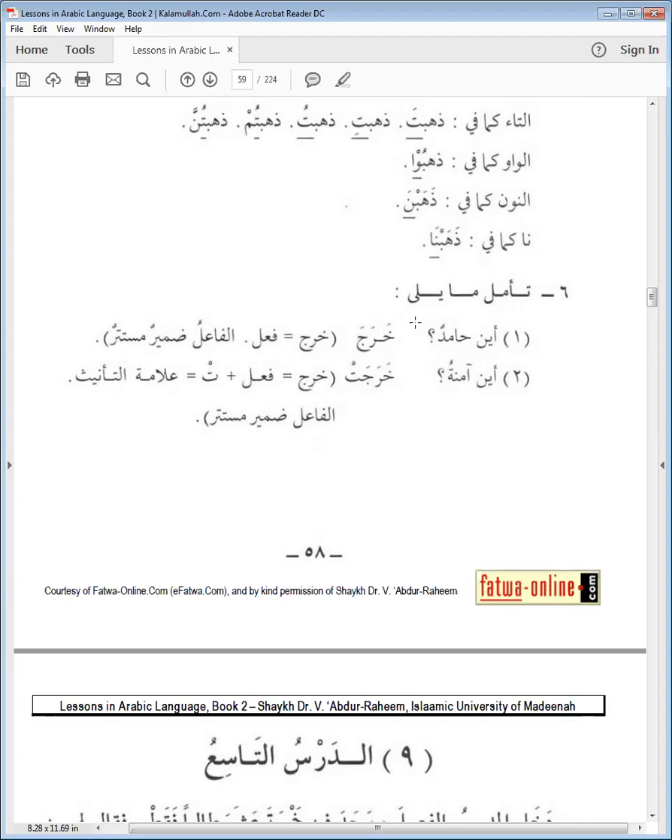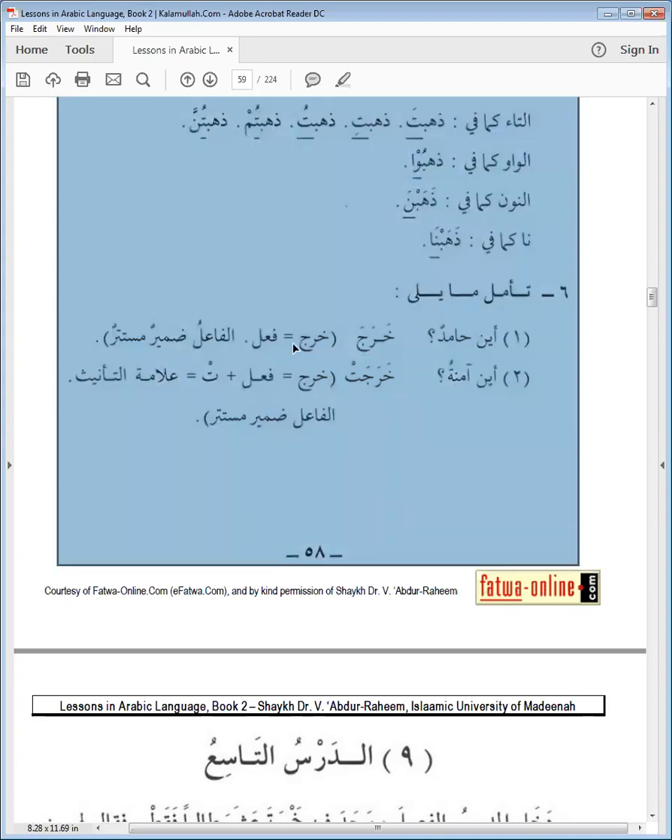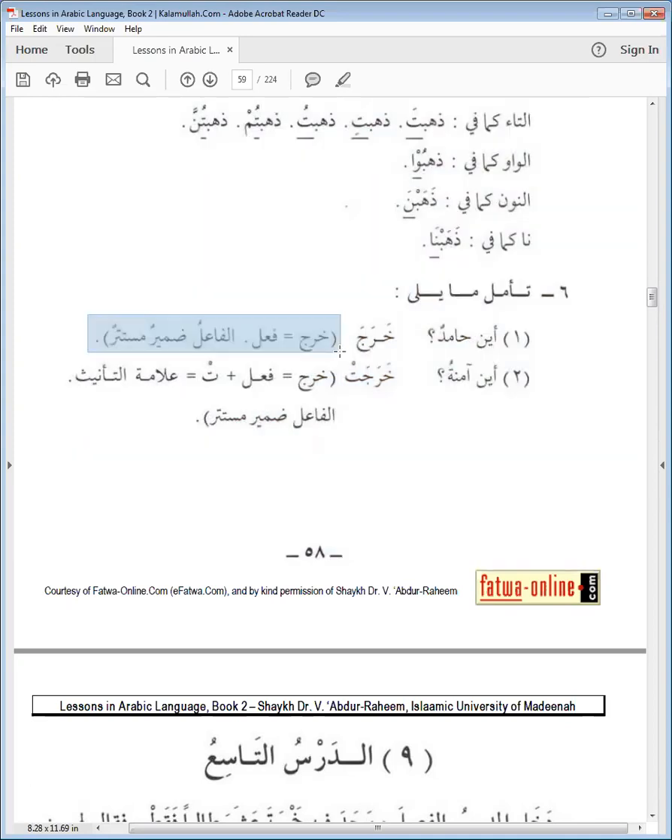And then if you use it in the feminine context, you say Aina Aminatu kharajat. She left. So kharaja, he left. Kharajat, she left. You with me? Now what does that mean? Look at the brackets here. First of all, kharaja. Kharaja is the fa'il, and the fa'il is the damir mustatir, like we saw before, right?